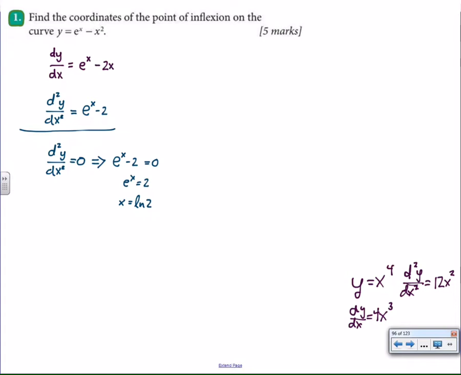Now, it's clear from looking at the second derivative that when x equals 0, the second derivative equals 0, which might make you think, well, if the second derivative equals 0, we have inflection.